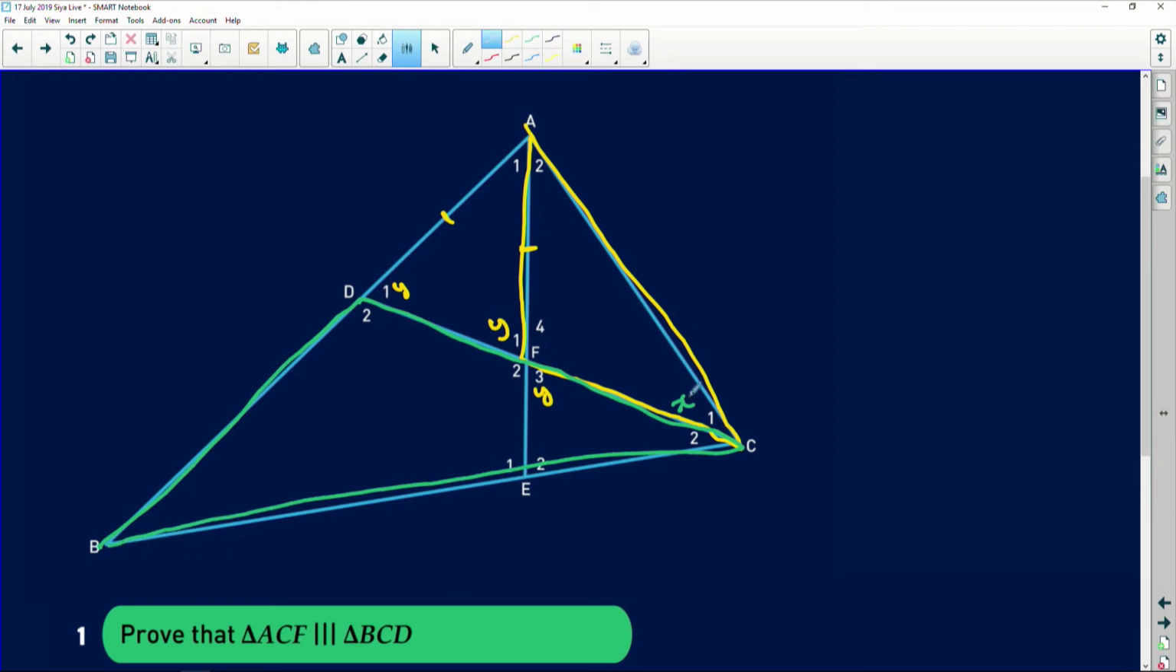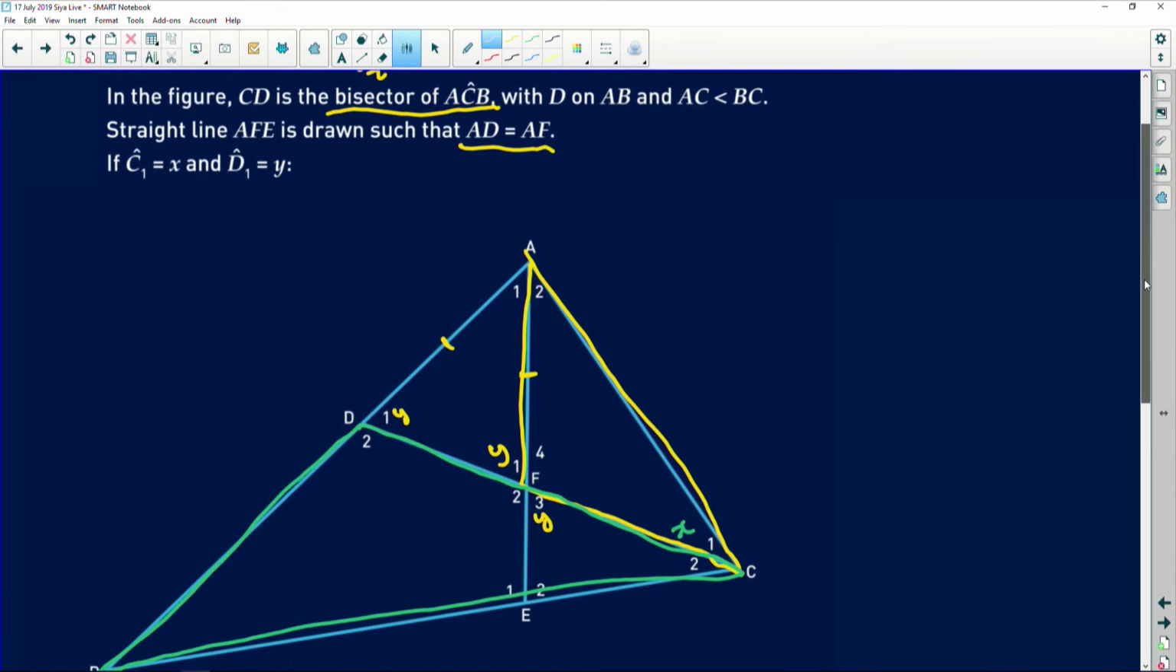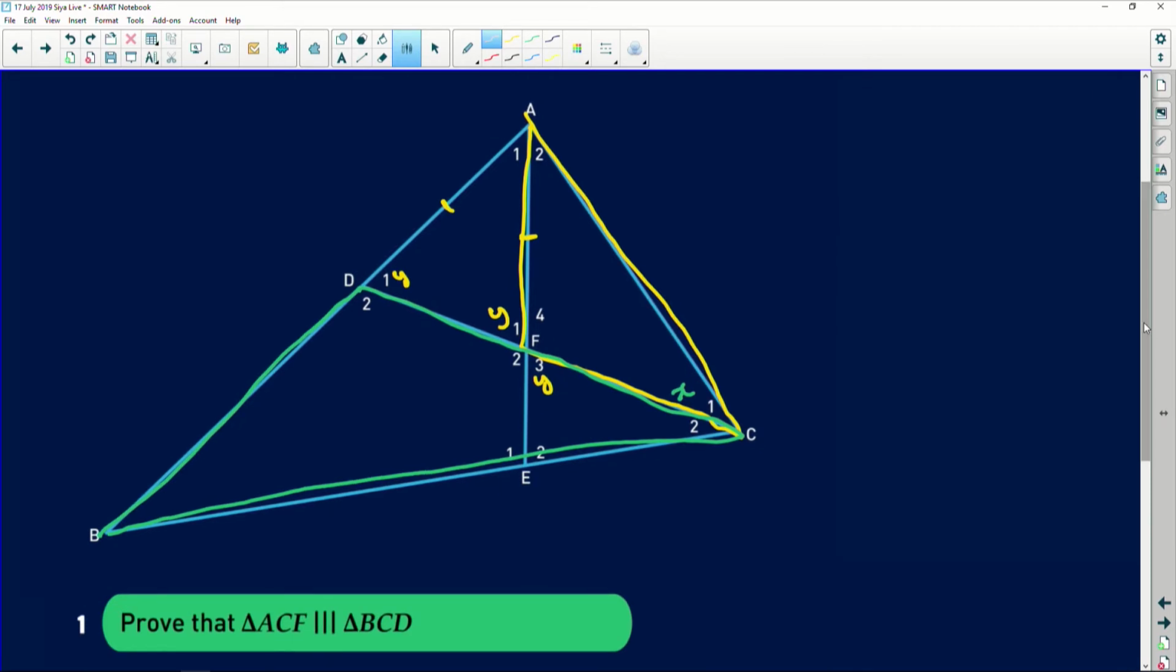So if I can do that, it means that I must try and prove that there are angles that are equal to each other. But I was told in the statement, remember again, that CD is a bisector of angle C. So CD, this line, is a bisector of that. So that makes this angle here to be X as well. So far, I have equal angles in the two triangles. Therefore, my proof will be as follows.